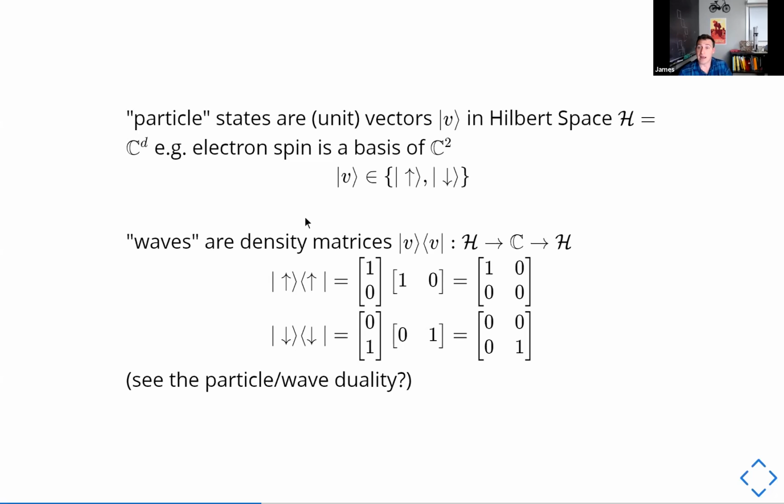Now, once you have that, there's another one you've been taught. You've been taught that all particles have this duality with waves. And that can sound very mysterious. And perhaps it actually is mysterious.